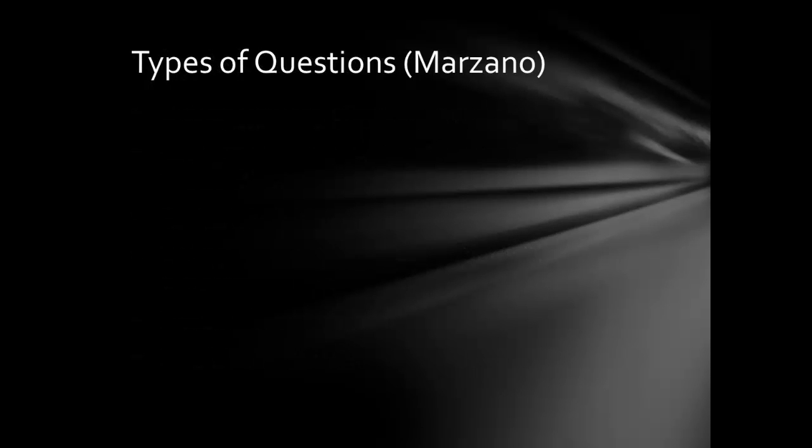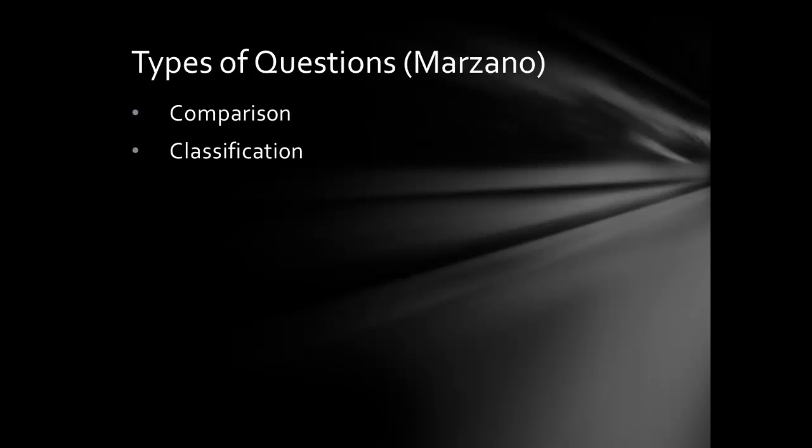Now, there are several types of questions. There are several ways to categorize them. You're familiar with Bloom's taxonomy. That's one way of doing it. Bob Marzano has listed several types of questions that are helpful for us to think about. There are comparison questions, such as, how are these things alike? How are they different? What characteristics are alike or different?